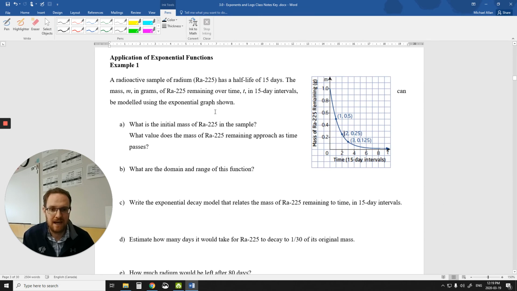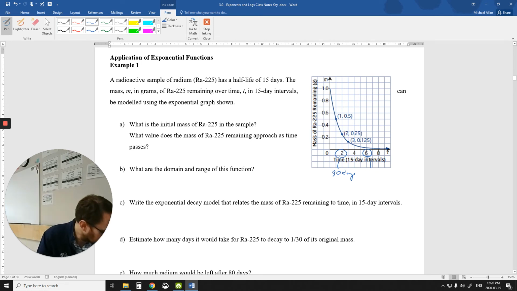All right, so here's a half-life question. You can see that this half-life question is slightly different because the time here, it says time, and then it goes 2, 4, 6, 8. Now T is in 15-day intervals. So this 2 here doesn't actually mean 2 days. It actually means 2 times 15, so that's actually 30 days. And say the 6 doesn't mean it's 6 days later, it's 6 times 15. So 6 times 15 is 90.